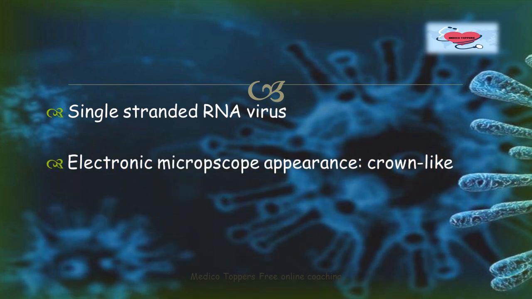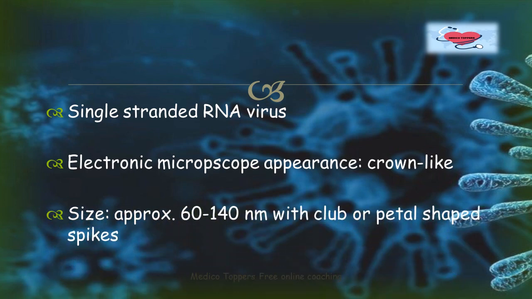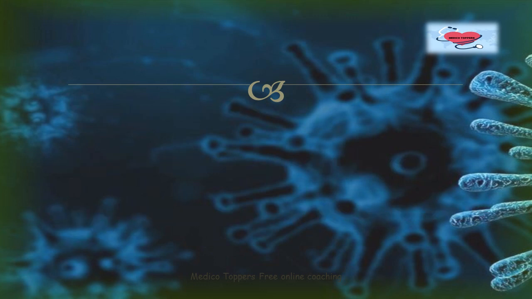Then, regarding the features of coronavirus, it is a single-stranded RNA virus, and on electron microscope appearance, it is crown-like, so it is called corona. Then, the size is approximately 60 to 140 nanometer with club or petal shaped spikes. I think in the virology video we had seen regarding the shape.